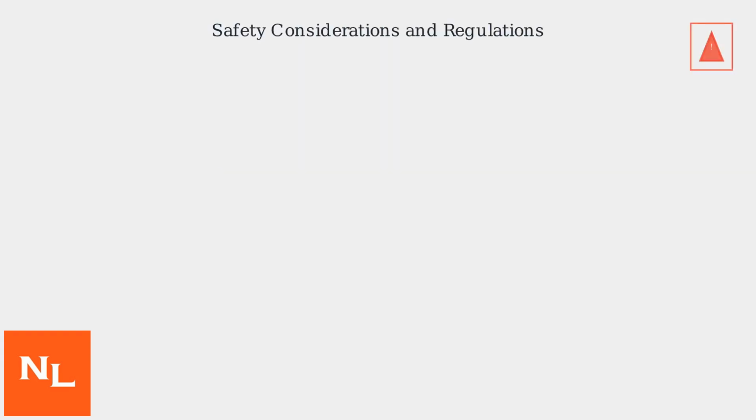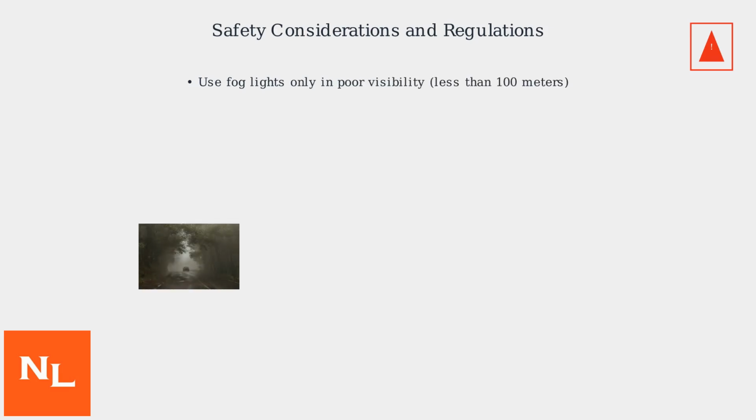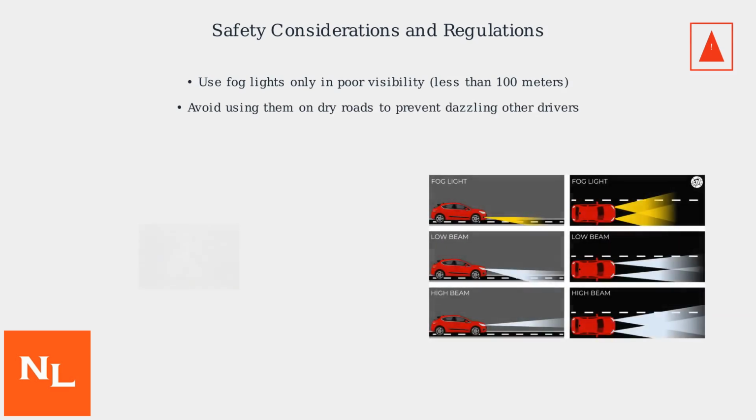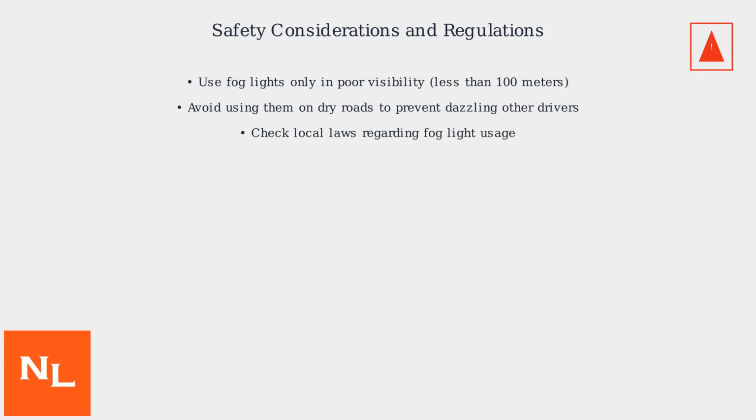Safety considerations are essential when using fog lights on your Kia Ceed III. Use fog lights only in conditions with poor visibility, less than 100 meters. Using them on dry roads can dazzle other drivers, creating safety hazards. Always check local laws regarding fog light usage, as they may be restricted in certain areas or during specific times. For example, some UK areas have restrictions on fog light use.